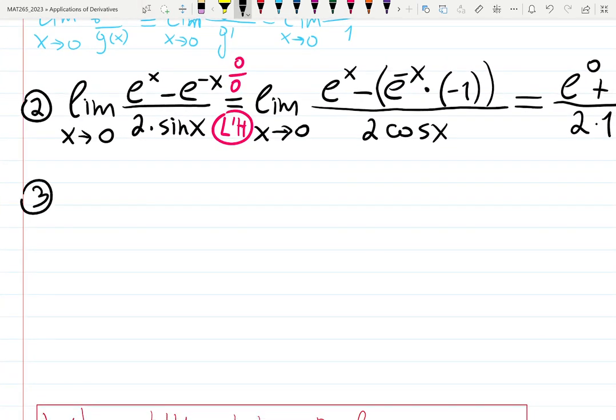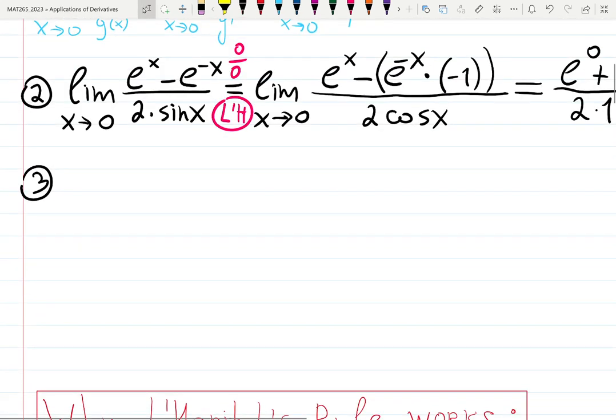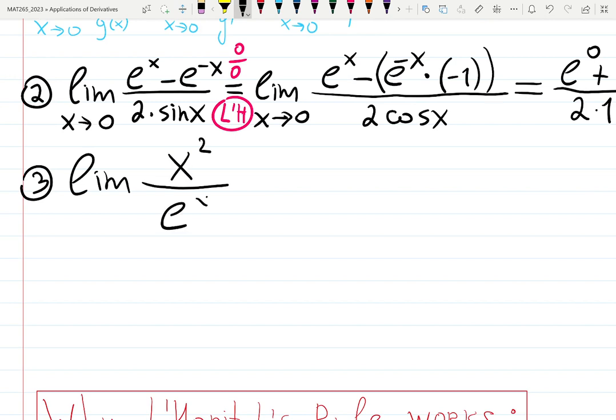More examples, and then I will show you some cool ideas and animations. Limit. These kinds of classical problems are going to be on the exam. x squared over e to the x, as x goes to infinity.